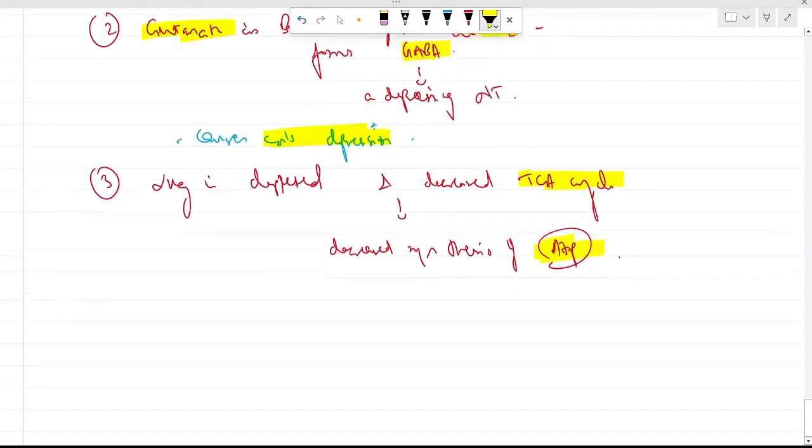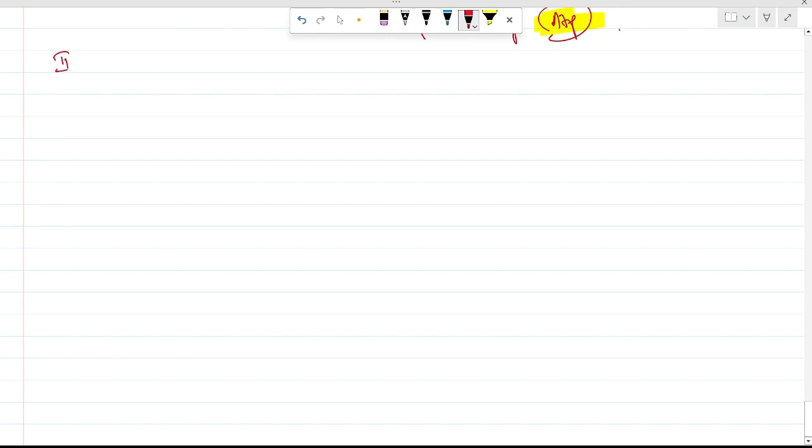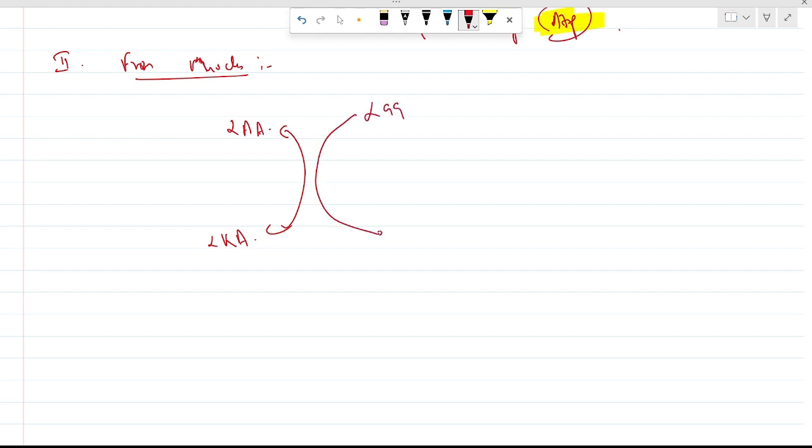Now we'll see transport of ammonia from muscles. In muscles we have this alpha amino acid getting converted to alpha keto acid, and along with this alpha ketoglutarate and glutamate is formed. Now we all know this is a reversible reaction.